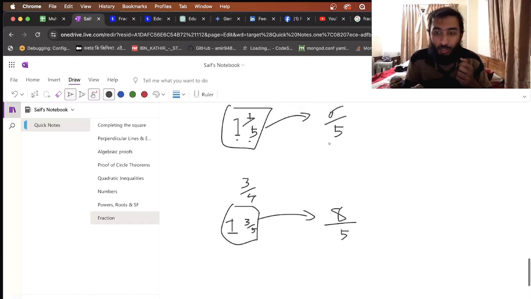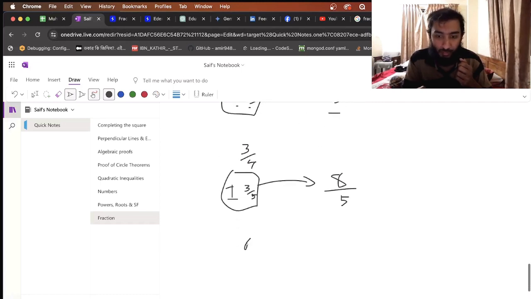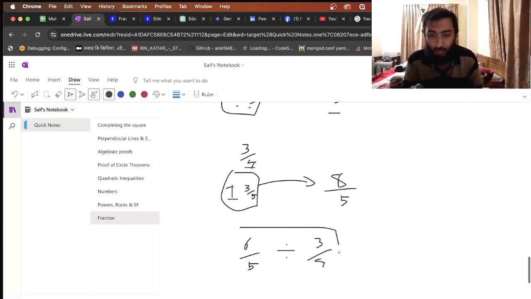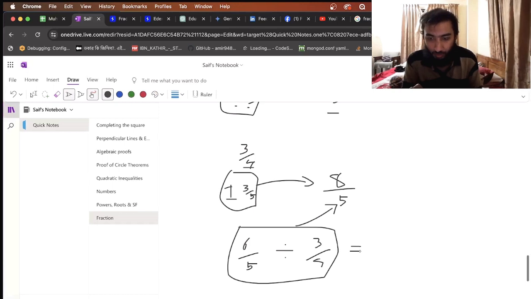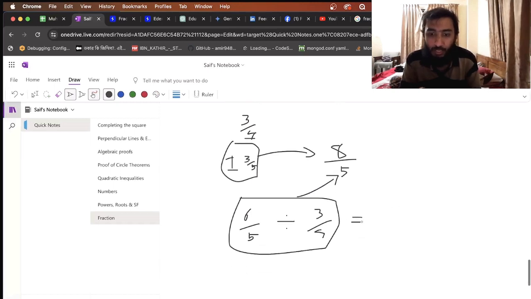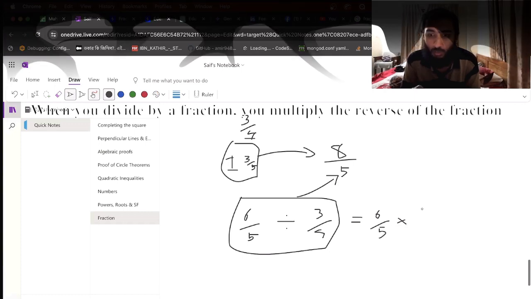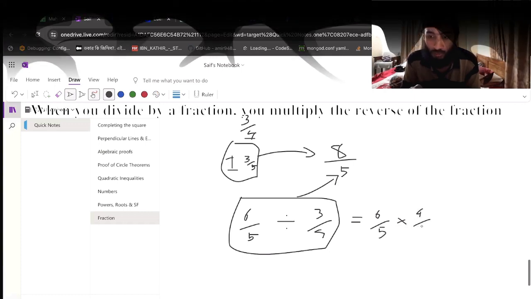So the first number representation is 6 by 5. So 6 by 5 divided by this number, which is 3 by 4, should result in 8 by 5. So let's see. If I divide 6 by 5 by 3 by 4, we can also write 6 by 5 multiplied by, because if I change from divide to multiply, we get 4 by 3.